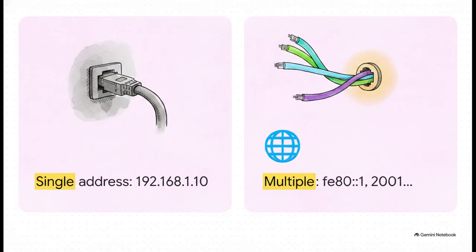The absolute most crucial thing to grasp here is that unlike IPv4's single address assumption, seeing multiple addresses on one IPv6 interface simultaneously is completely normal. In IPv4, if you see multiple IPs on a single interface, your brain immediately goes, uh-oh, something's broken. But in IPv6, you'll routinely see a link local address starting with FE80, alongside global unicast addresses, and even temporary privacy addresses, all living happily together on the exact same interface.